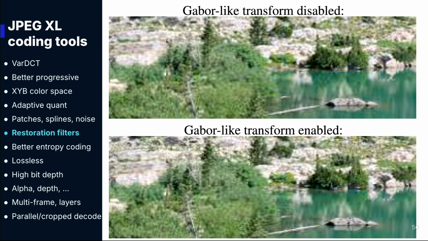With the Gabor-like transform disabled, this is at a low bit rate, but still, you can see the blockiness. The 8x8 DCT blocks, or whatever the block size is, are kind of visible here. And the Gabor-like transform basically smooths that out. It does that by doing a slight blurring at the decoder end, which is compensated by a slight sharpening before encoding.